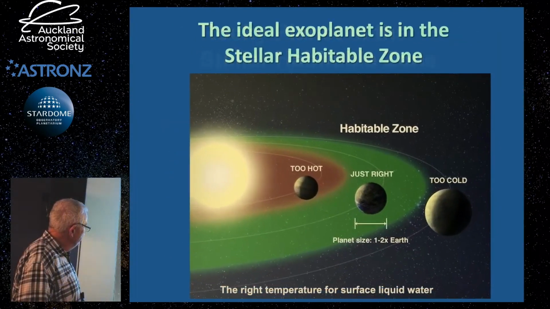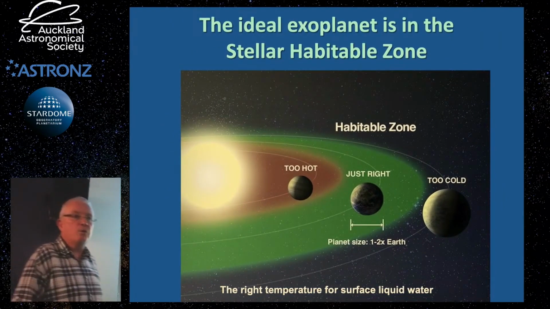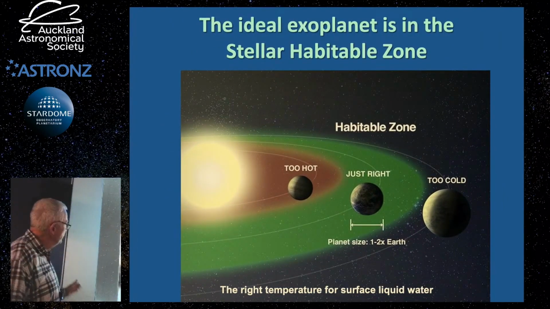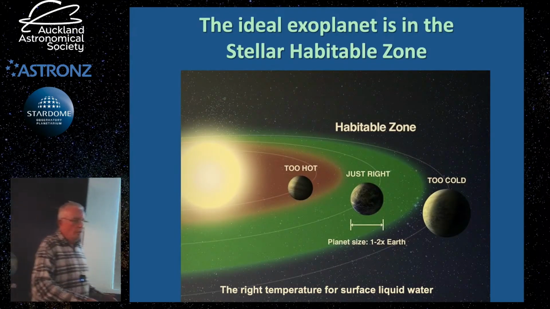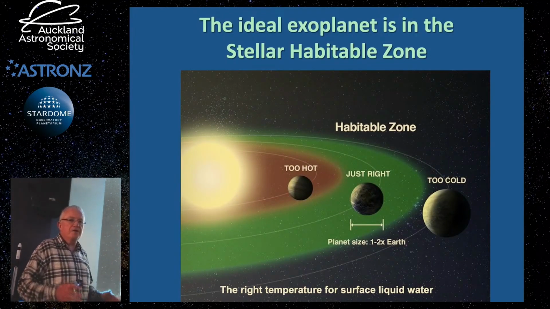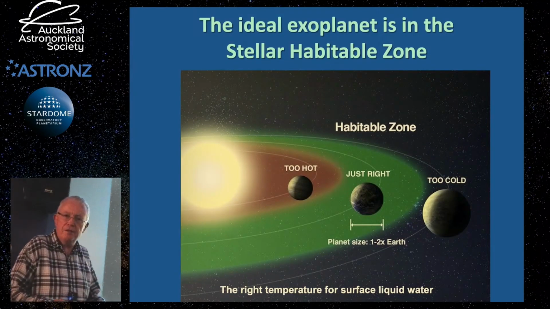Now, also, there's a habitable zone around stars. You may well have heard about that. That's the position or distance of the orbit from its host star where the temperature is just right for surface liquid water, on the understanding you've got an atmosphere, of course.